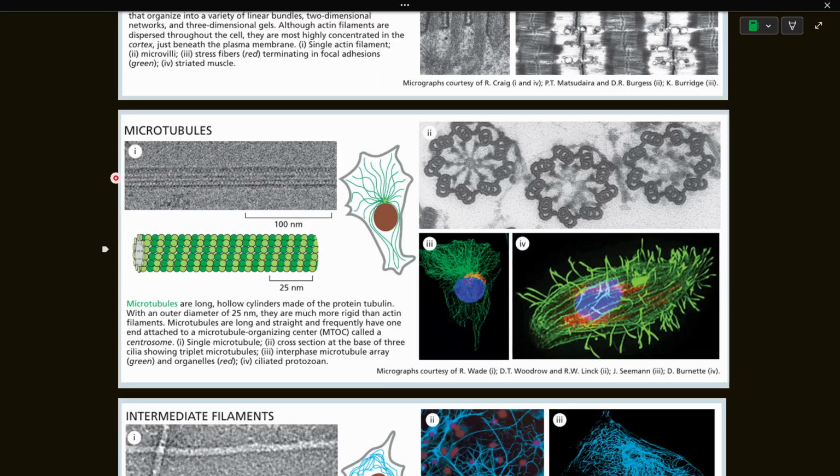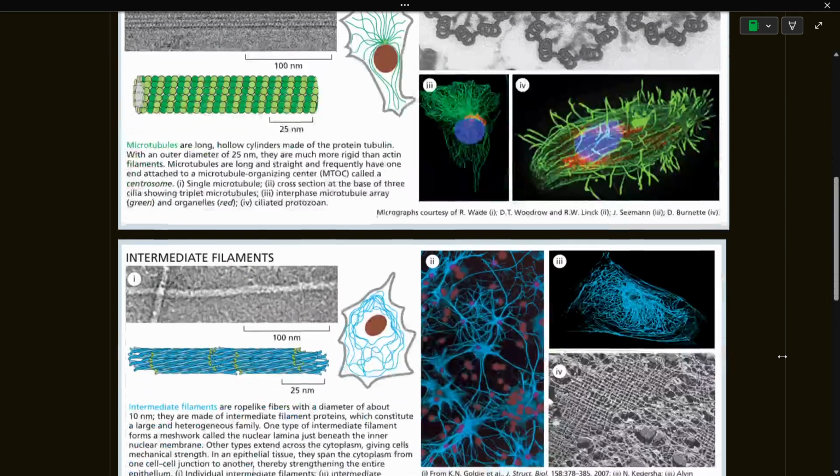This figure is a single microtubule. This is how a single microtubule looks. These monomeric, globular proteins are known as tubulin proteins. So the microtubules are made up of tubulin proteins.